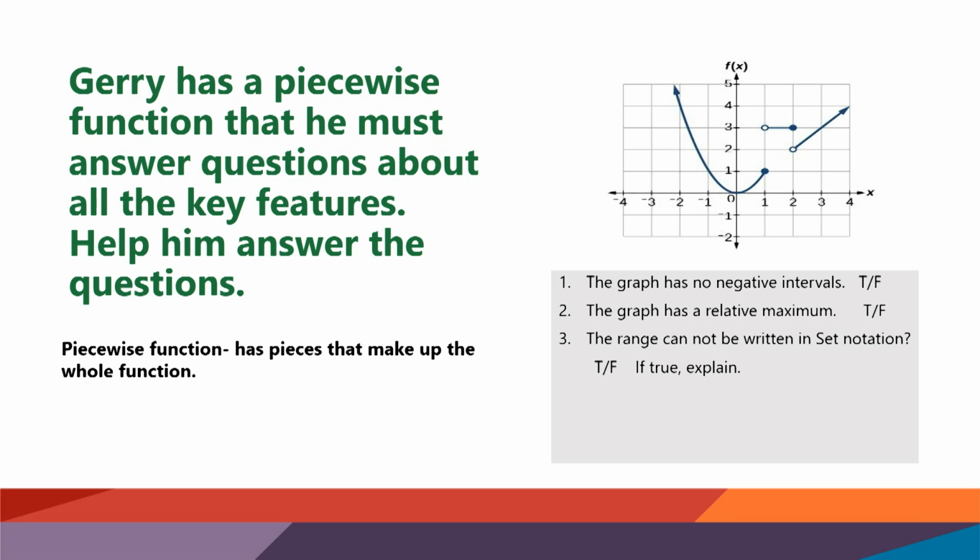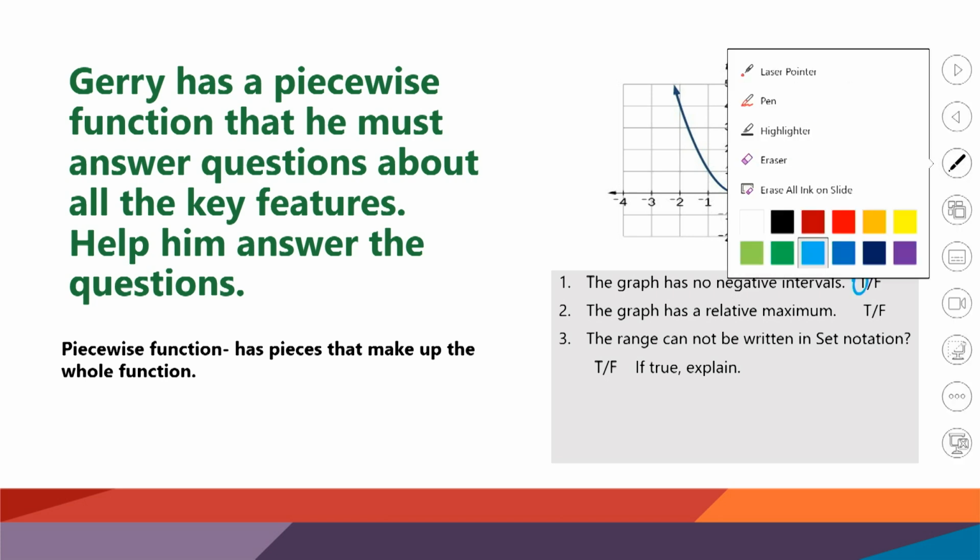So now let's look at the questions he's having to ask himself. The graph has no negative intervals. Negative intervals, meaning my y's would be less than 0. On this graph, do you see any of my y's that's graphed less than 0? I don't. So it has no negative intervals. It's true. There are no negative intervals.